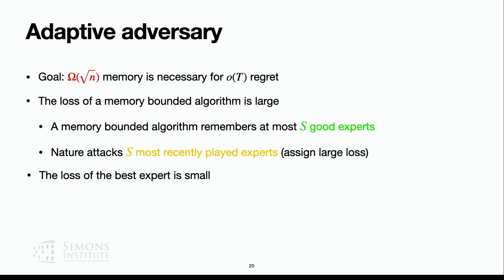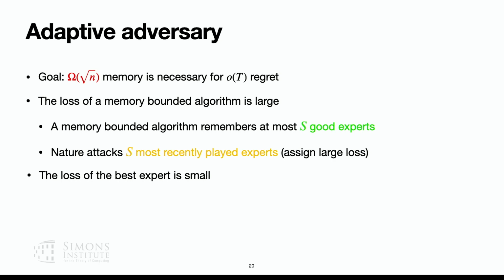But the problem is, how could we attack this algorithm? How could we find the S good experts inside the algorithm's memory, and how do we make them bad? Nature does not know exactly what the S good experts are, but what it can do is attack the S most recently played experts. We want to attack the experts inside the algorithm's memory, but instead nature just attacks the S most recently played experts. And attack means assign large loss to them.